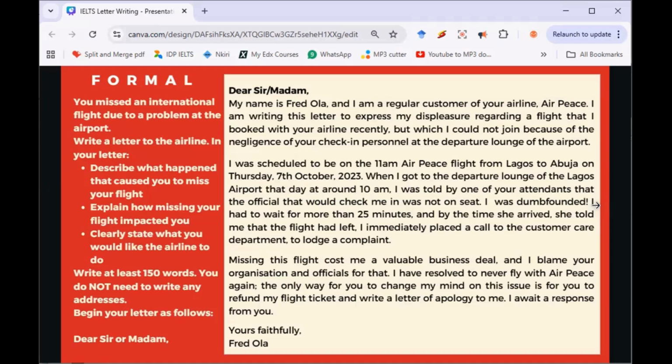Write a letter to the airline. In your letter, describe what happened that caused you to miss your flight. Number 2, explain how missing your flight impacted you. Number 3, clearly state what you would like the airline to do. Look at the bottom. Write at least 150 words. You do not need to write any addresses. Can you see I told you earlier on? This is exactly how the stuff will show up on the exam day.